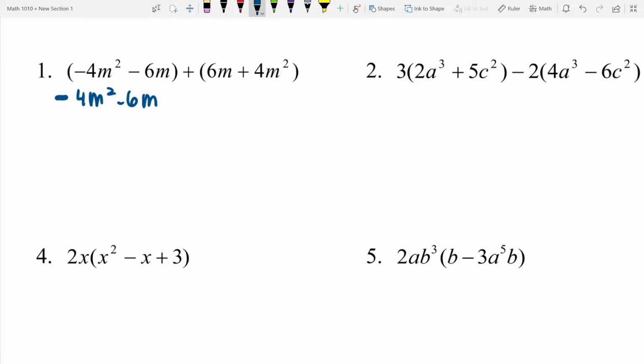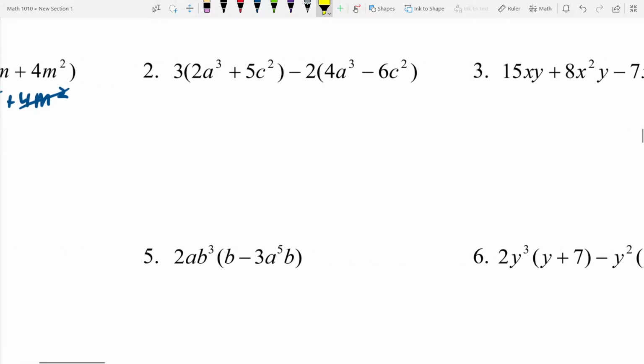Everybody look at the second set of parentheses. Are they necessary? They're not necessary. Everybody say no. Okay, so I'm just going to go plus 6m plus 4m squared. So look what happens. Positive 4m squared and a negative 4m squared go away. Negative 6m and a positive 6m go away. Everything went away. Some people will say things like no solution, but we're not solving, so no solution doesn't make sense. What's the answer? It is 0. Highlight your answer and you're done.